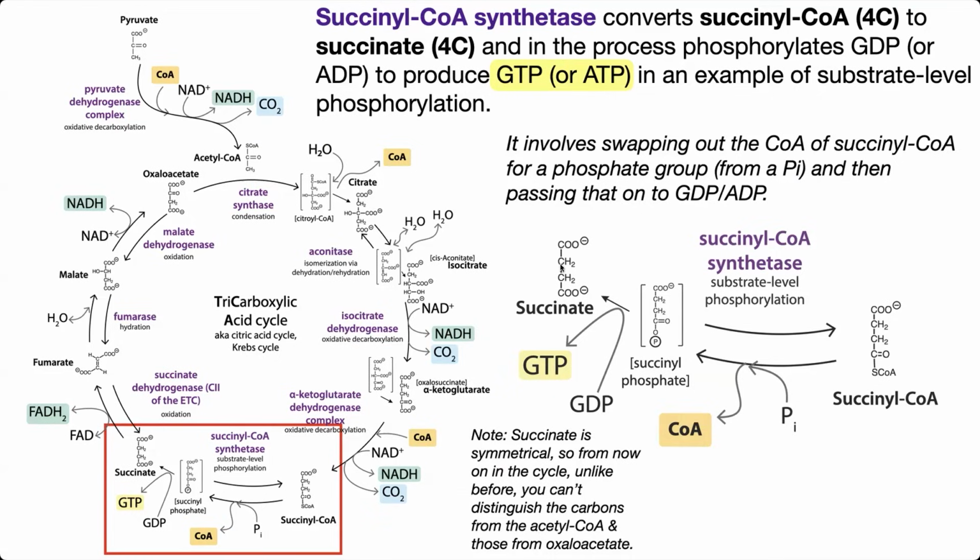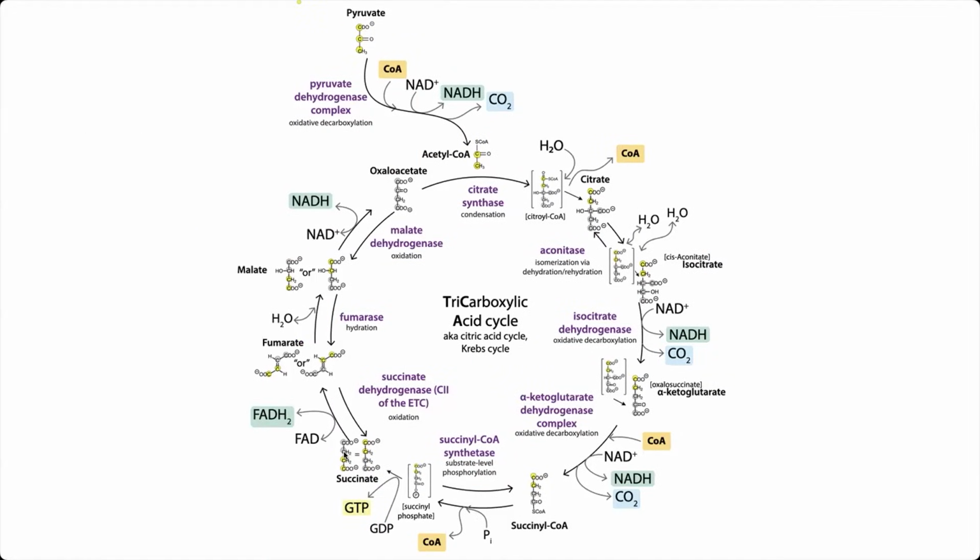And the succinate is going to be symmetrical, so we can't tell apart this carbon and this carbon, or this carbon and this carbon, until we start doing things to it that make it not symmetrical. So once we're at this succinate, we can't tell apart the carbons that came from the acetyl-CoA, say, from your pyruvate, from your glucose. You can't tell those carbons apart from the carbons that were already there from the oxaloacetate.